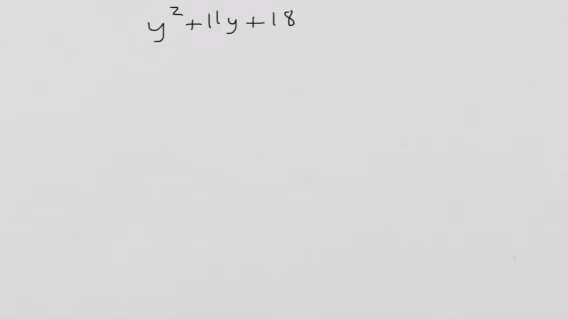To factor a trinomial, we're going to use the trial and error method. So a trinomial, if it will factor, is going to factor into two binomials. The first two terms in the parentheses have to multiply to give the first term. So the only things we could multiply together to get y squared would be y and y.